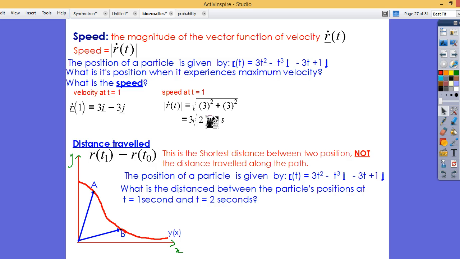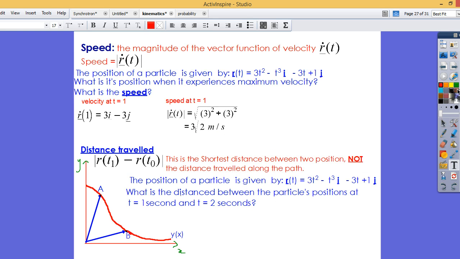And there were no units specified in this problem. I just put meters per second, just to denote that we must have some units for speed. Must give units.